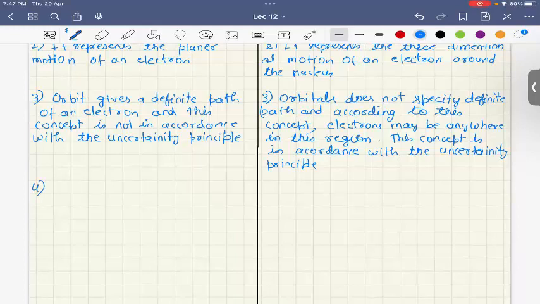So move on to the next point, that is point number 4. All orbits are circular, whereas orbitals have different shapes, right? For example, S orbital is spherical, whereas P orbital is dumbbell shaped, right? So all orbits are circular, whereas orbitals have different shapes.